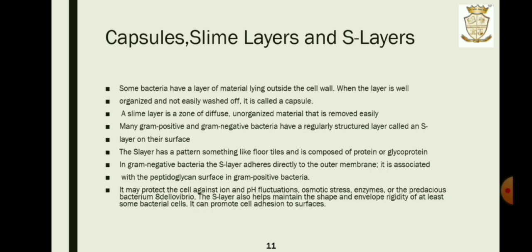Many gram-positive and gram-negative bacteria have a regular structural layer called an S layer on the surface. The S layer has a pattern something like floor tiles and is composed of protein or glycoprotein. In gram-negative bacteria, the S layer adheres directly to the outer membrane. It is associated with the peptidoglycan surface in gram-positive bacteria. It may protect the cell against ion and pH fluctuations, osmotic stress, enzymes, or the predaceous bacterium Bdellovibrio. The S layer also helps maintain the shape and envelope rigidity of at least some bacterial cells. It can promote cell adhesion to surfaces.